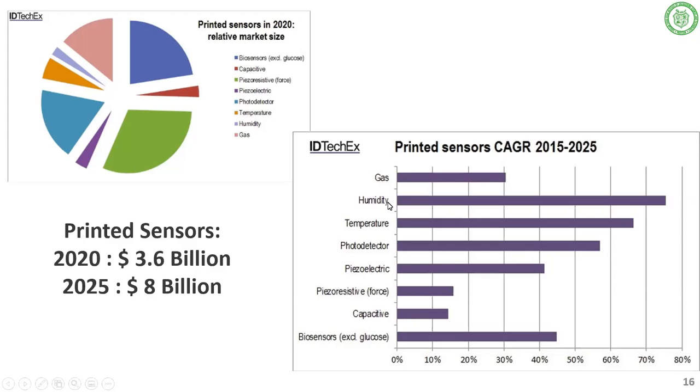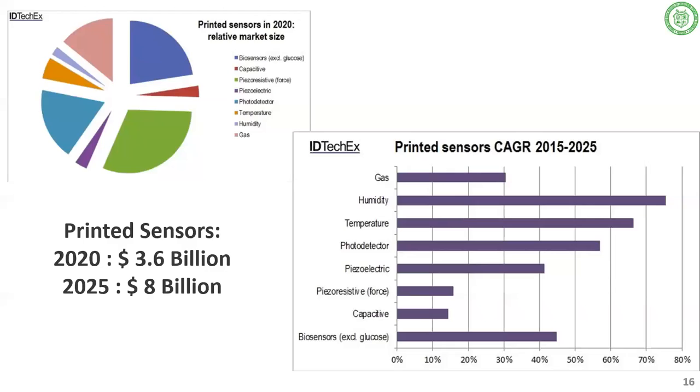Gas sensor, humidity sensor, they will grow more between 2015 and 2025. So you will see 70% growth in the next 5 years as well. And these are the different predicted growths from 2015 to 2025 in different types of sensors. Currently, it's a $3.6 billion market, but in 2025, that will become an $8 billion market, the printed sensors. Only we are talking about sensors.